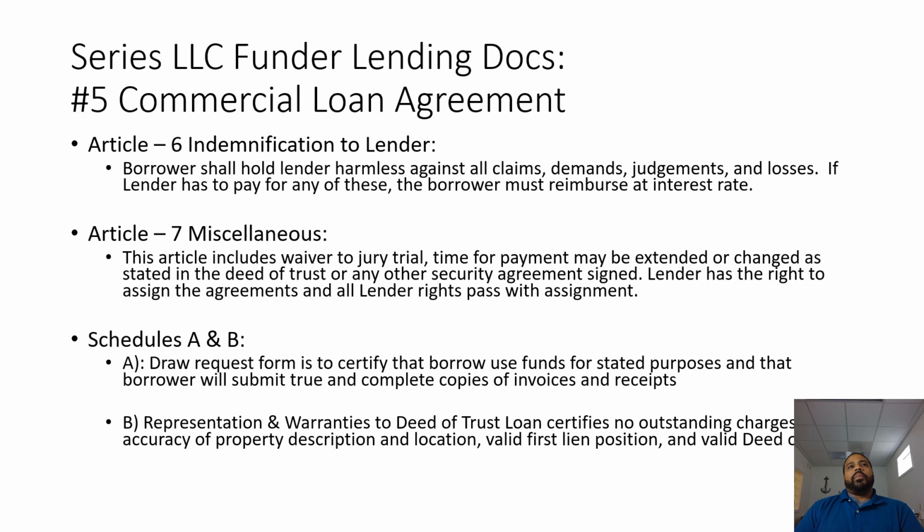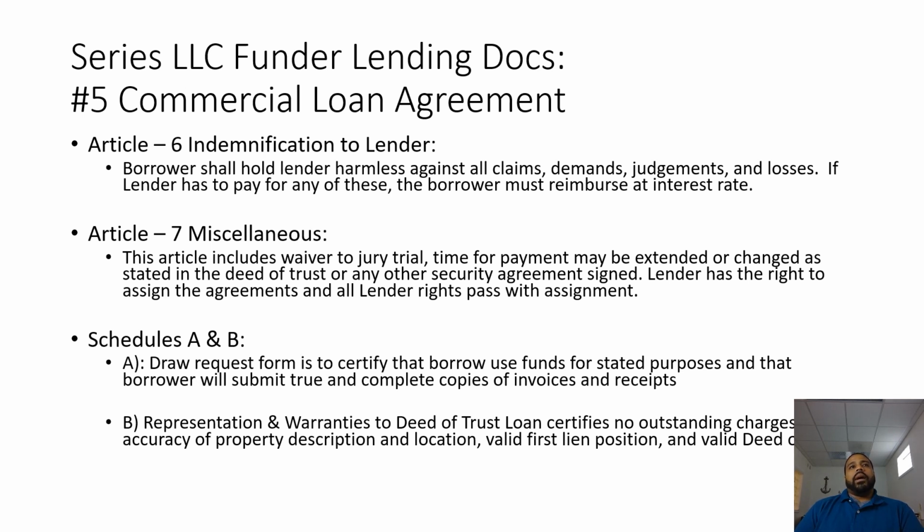Finally, Schedule B is another representation and warranty clause, but it's regarding the deed of trust and basically certifies that there's no outstanding charges or liens. And a lot of times what this can be referencing is that if you are the general contractor or have a general contractor that is responsible for the renovation of the project, that general contractor has to make sure that all subcontractors that are doing the work get paid. If not, those subcontractors can put a mechanic lien on the property. So this warrant certifies that there are no charges or liens at the time that you request funds, and also at the time of this agreement.